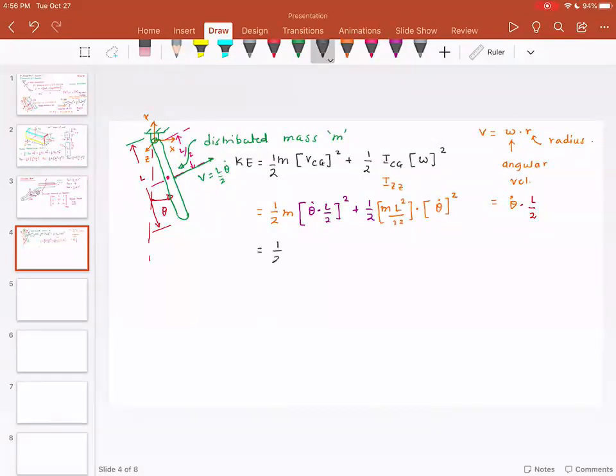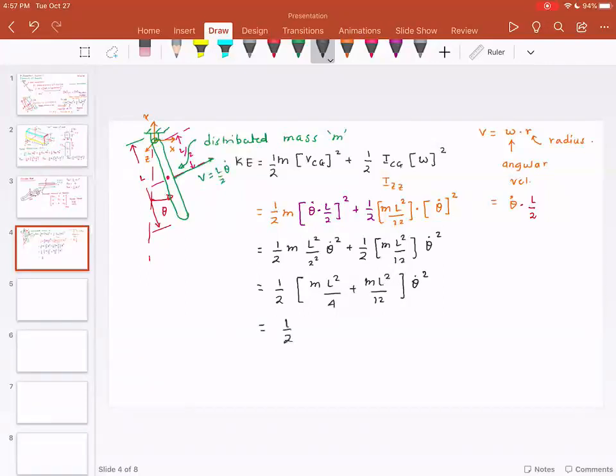this equation becomes 1/2 M (L square by 2 square) theta dot square plus 1/2 M L square by 12 theta dot square. So this expression can now be written as 1/2 (M L square by 2 square is 4, plus M L square by 12) theta dot square. So this expression can now be written as 1/2 M L square by 3 theta dot square. So that is what the equation simplifies to.